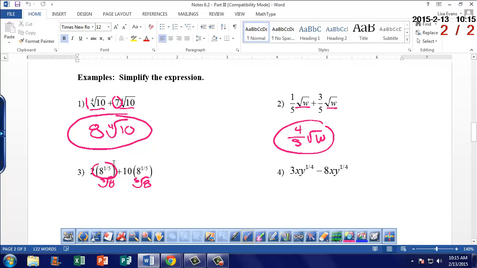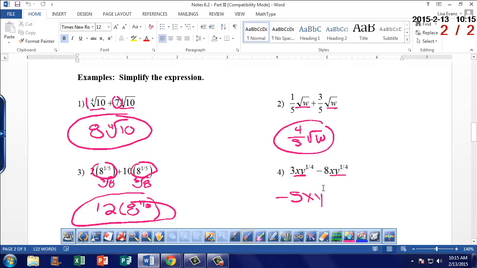These are like rational exponents. So I just add the coefficients, the 2 plus the 10. So I get 12 times the 8 to the 1/5 power. This is your answer. I know it looks a little messier than you're used to, but that's what we leave it as. Okay, this one has an x and a y to the 1/4, an xy to the 1/4. So again, I'm just going to go ahead and combine my coefficients. 3 minus 8 is -5, and then we leave the like terms alone. Done. Okay, so not so bad.